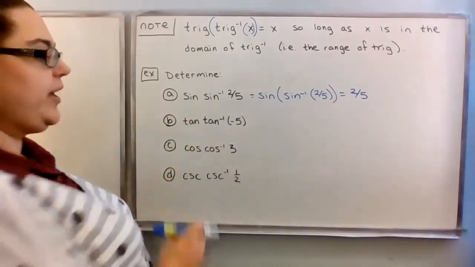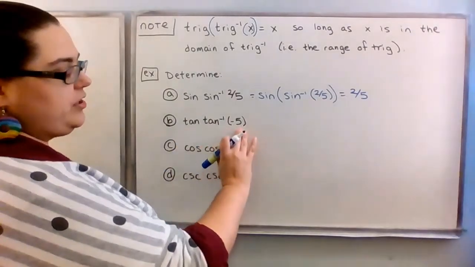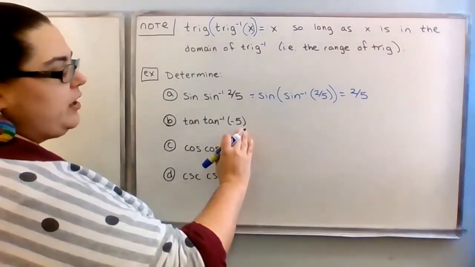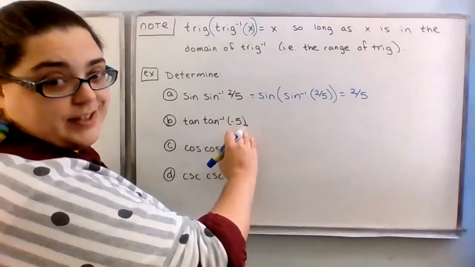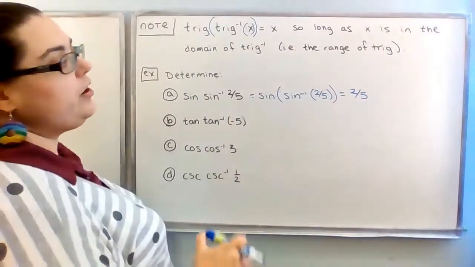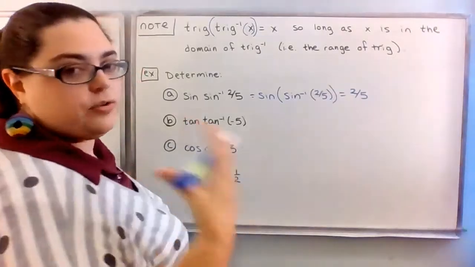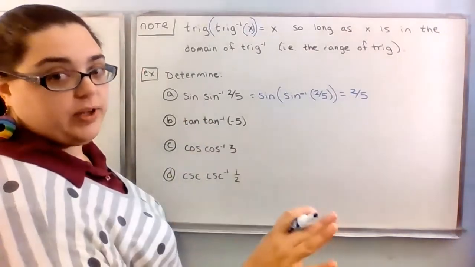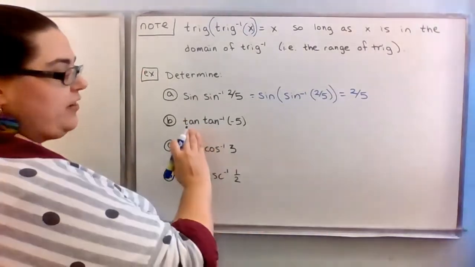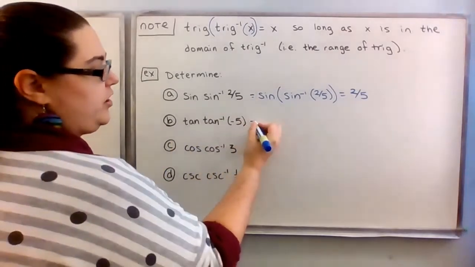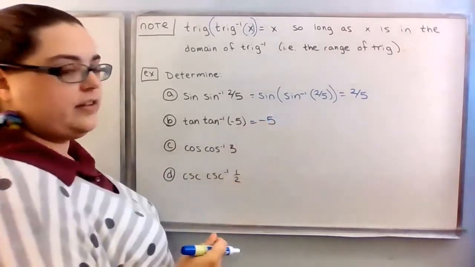For this next one, we have tangent of inverse tangent of -5. To figure out if this is going to equal -5, we need to think about the range of tangent. The range of tangent is all real numbers. So tangent and inverse tangent are going to undo each other to get -5.